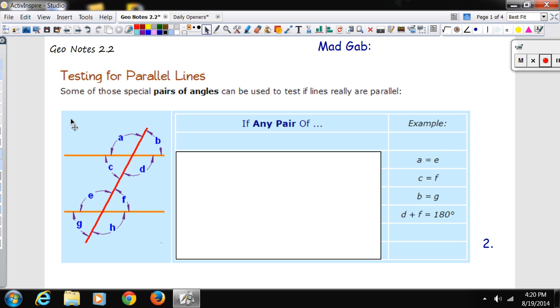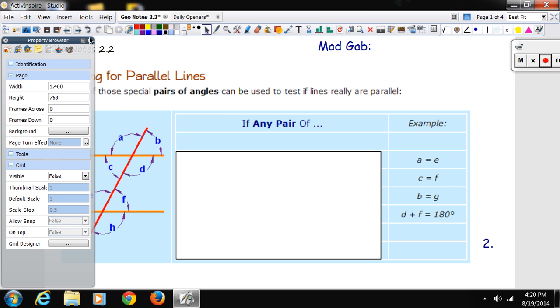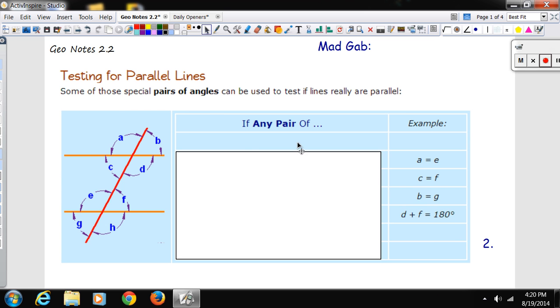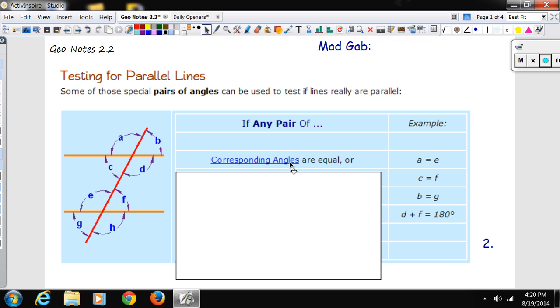There's alternate interior, alternate exterior, and consecutive interior. Some of these pairs of angles can be used. So if any pair of corresponding angles are equal, like A to E, if A equals E, you could also put if B equals F, or if C equals G, or if D equals H, if any of those are going to be equal to each other, then these lines have to be parallel.